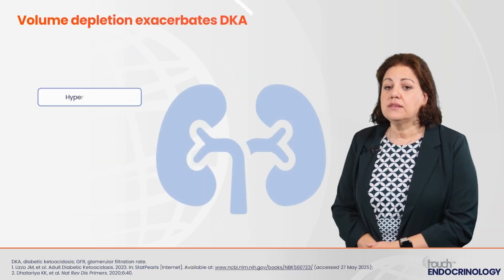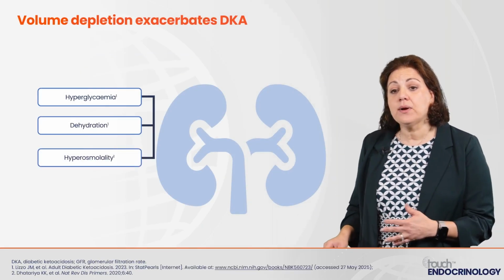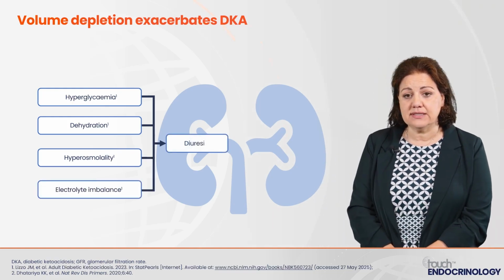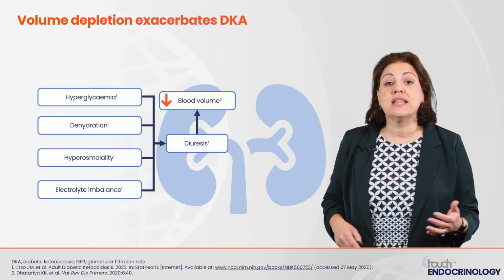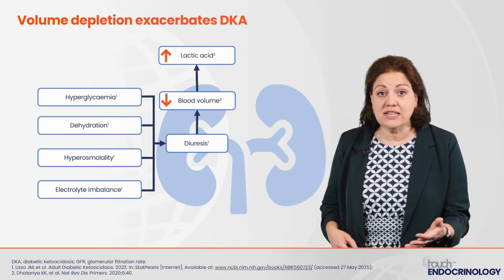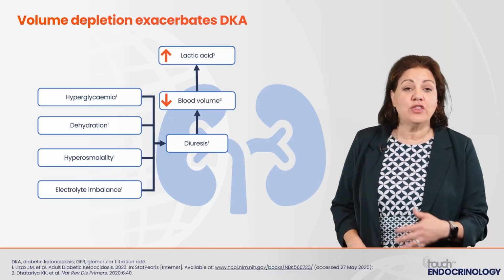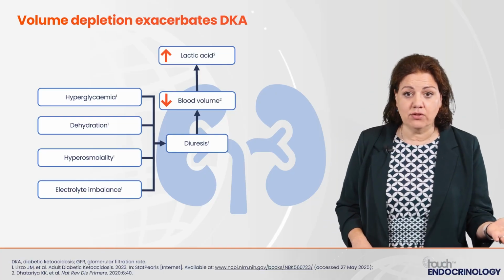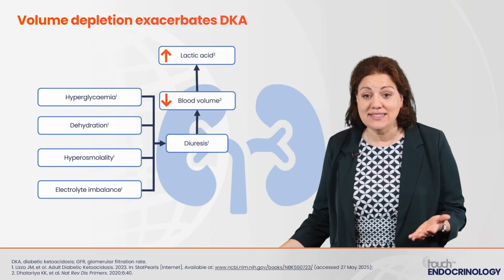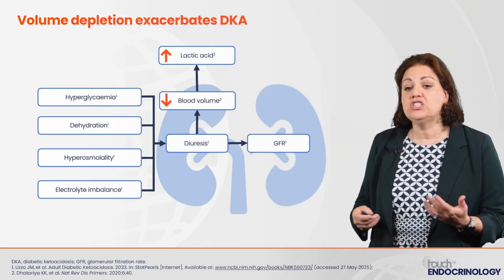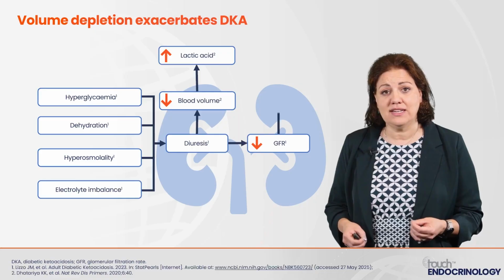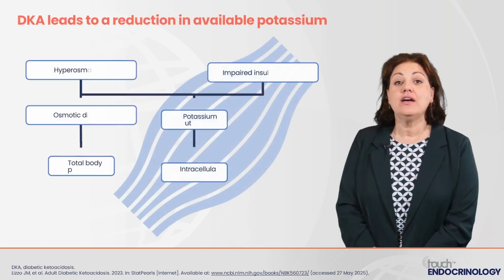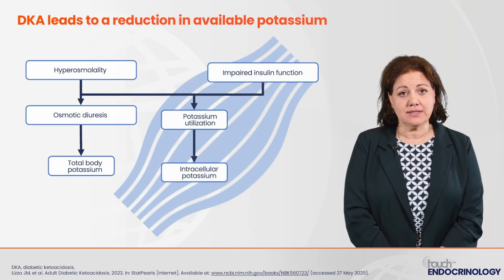ketoacidosis. The hyperglycemia, dehydration, and hyperosmolality that ensue are accompanied by electrolyte imbalances and diuresis, which decrease blood volume and cause lactic acid to build up. So individuals presenting with DKA may have low pH, there's acidosis detected, and people will say, oh, they've got high beta-hydroxybutyrate acid levels, but in addition to that, they may have high lactic acid levels. At the same time, the GFR is reduced, which again limits the ability to excrete glucose, which further worsens the hyperglycemia that's present. Finally, as mentioned earlier, there are electrolyte imbalances.